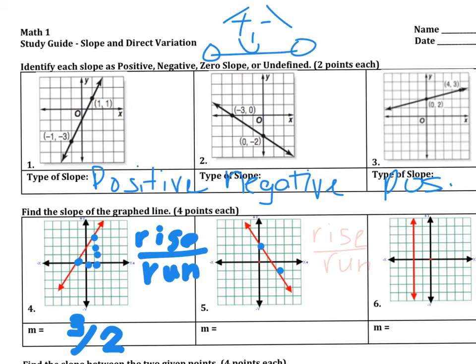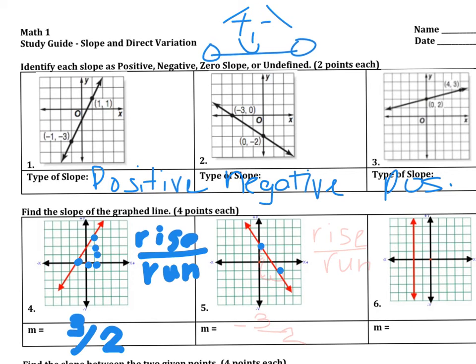Okay, so number five, we're also going to count the rise over the run. So I've put exact points where two lines cross. So I'm going to rise one, two, three. So three is the top part of my slope. And I'm going to run one, two. And then notice that I have a negative slope because it looks like Slope Man's right eye. So it's actually negative three over two.